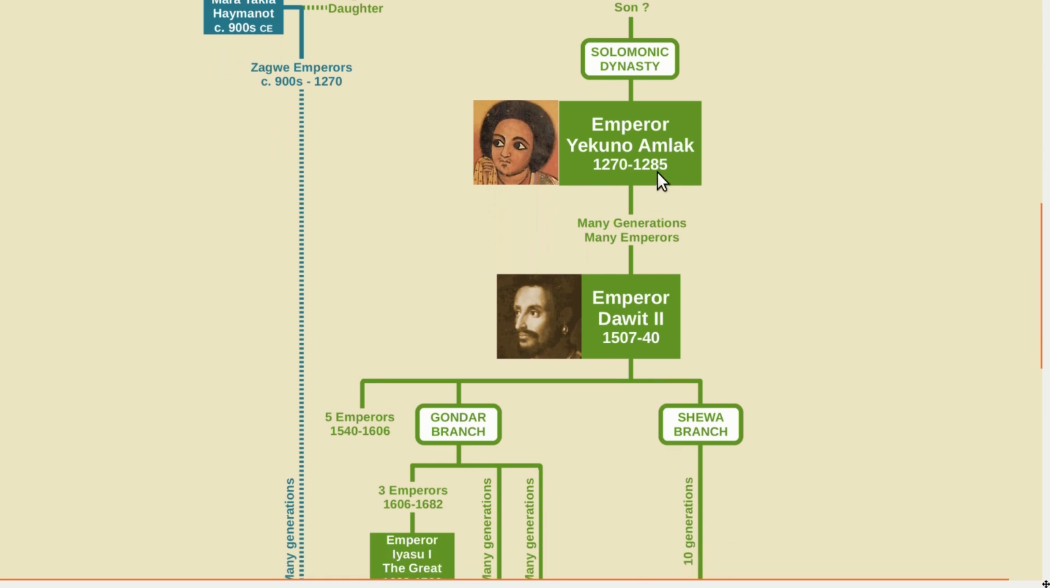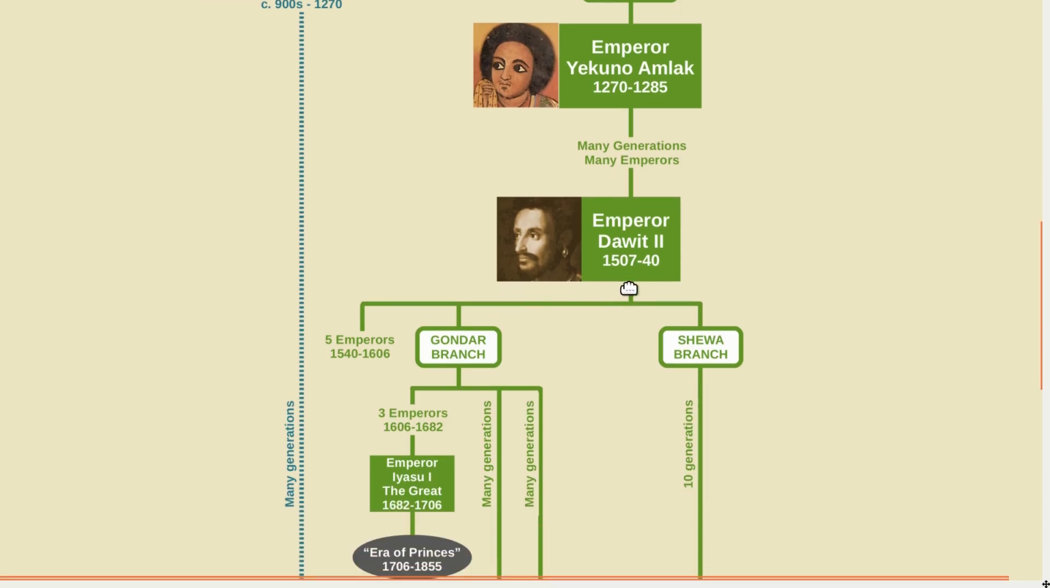Now, we're not going to go through all the emperors because there were a lot of them. Instead, I'm going to give you a quick overview up until modern times, and then we'll go one by one. I do want to point out this emperor here, Dawit II. He was a descendant of Yakuno Amlak, and he reigned during the Italian Renaissance. In fact, the painting you see of him here is a contemporary one done by a Renaissance painter.